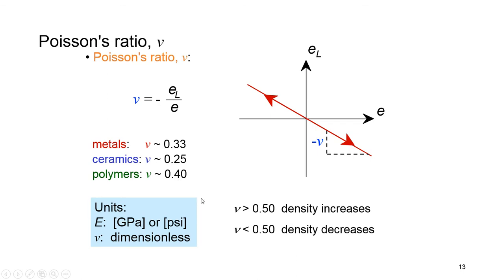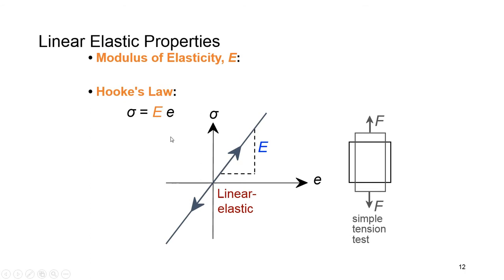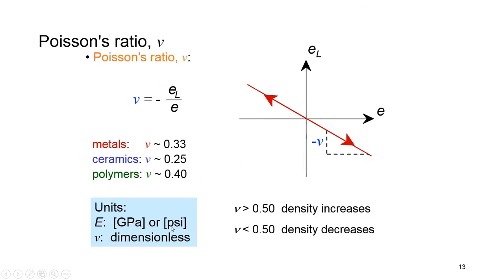The unit of Young's modulus, as we defined here, is Pascal or PSI, depending on whether we use the metric system or the British system. And from here you can figure out that there is no unit for Poisson's ratio, and it's dimensionless.